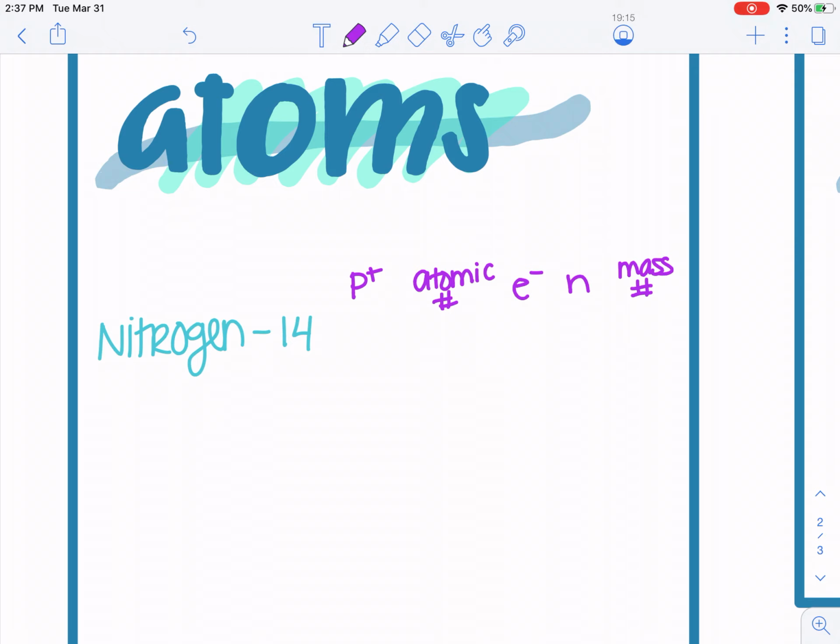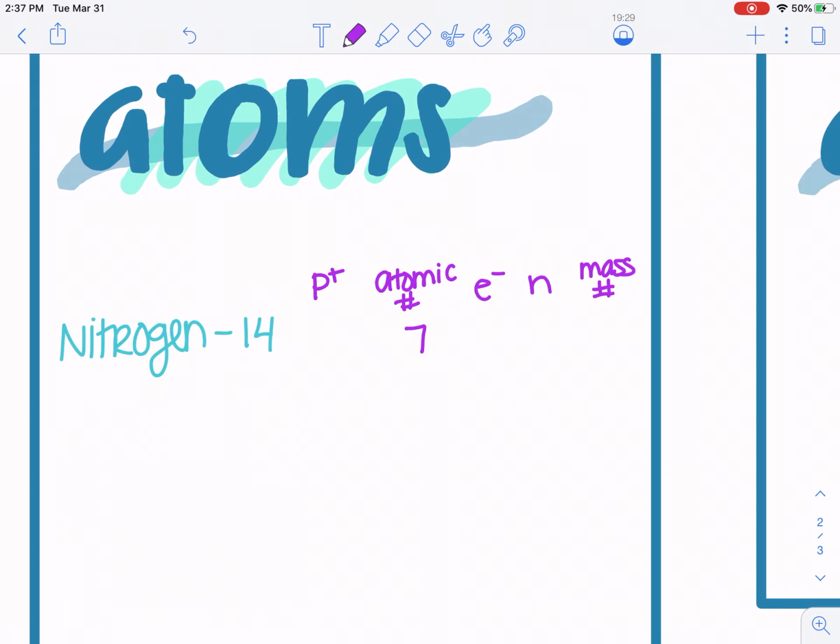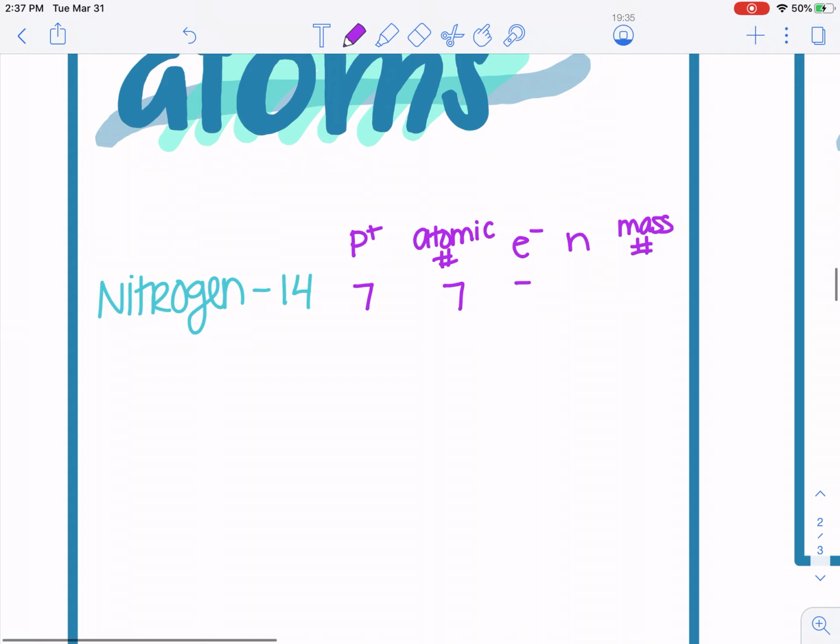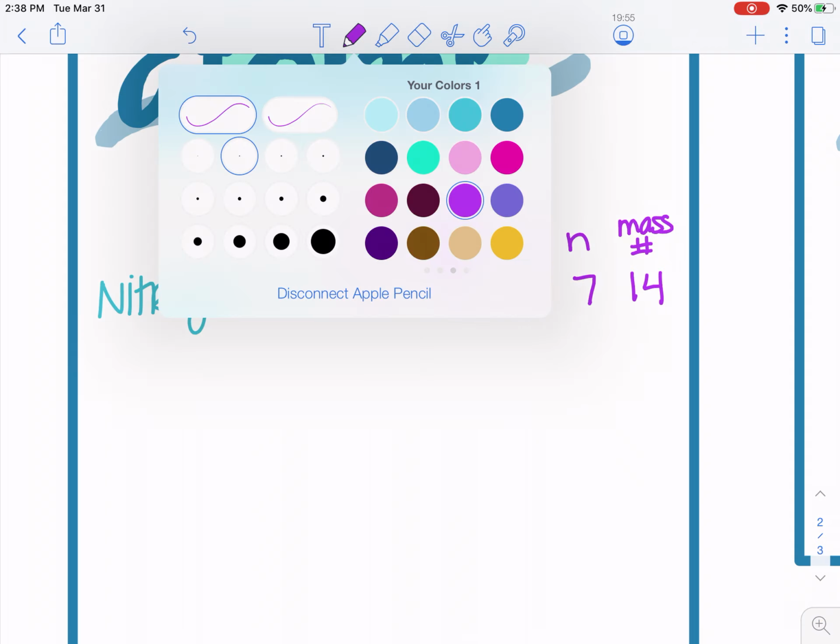So nitrogen 14, to check out its atomic number, which is also the number of protons, we need to look at a periodic table. Nitrogen is number 7. So its atomic number is 7, which is also the number of protons. And again, protons and electrons are equal to each other, so that is a 7 as well. To find the number of neutrons, we need to look at its mass number. Its mass number is 14, and then to find neutrons, we subtract 14 minus 7, which is also 7. So that is an example.